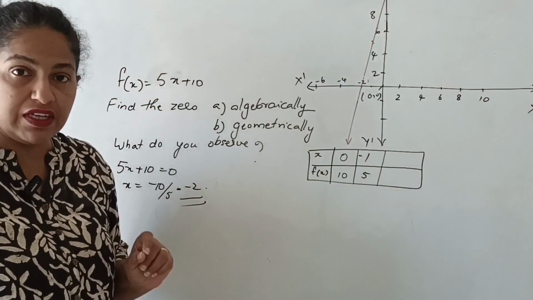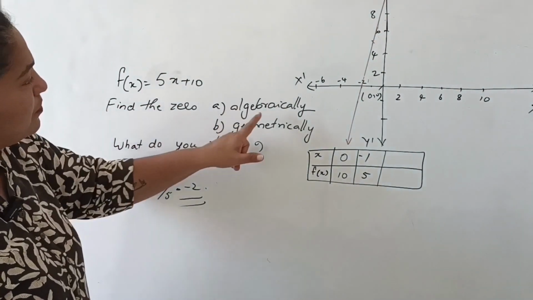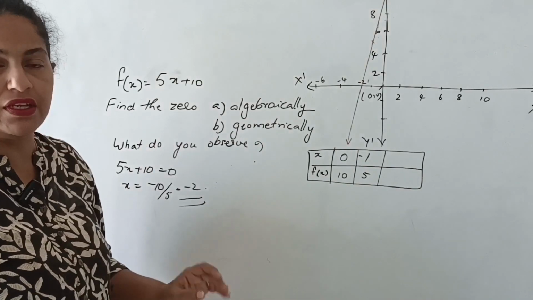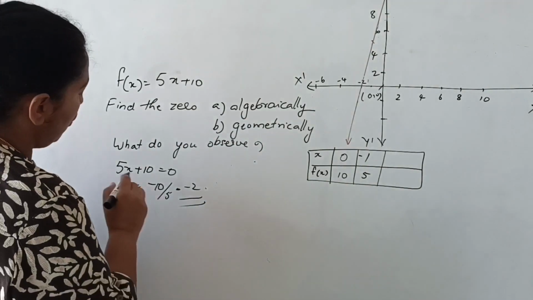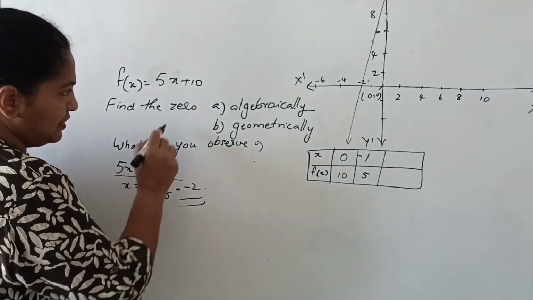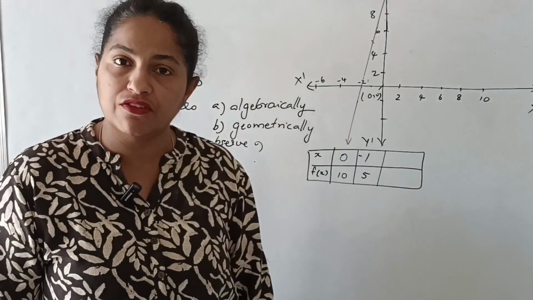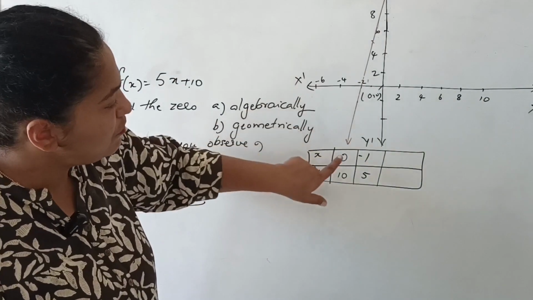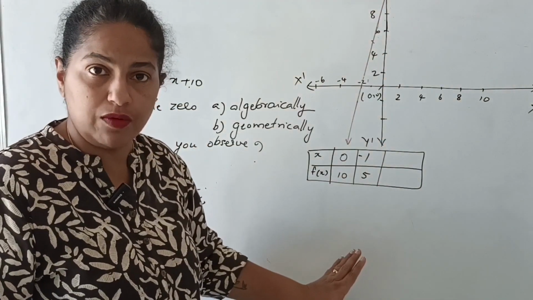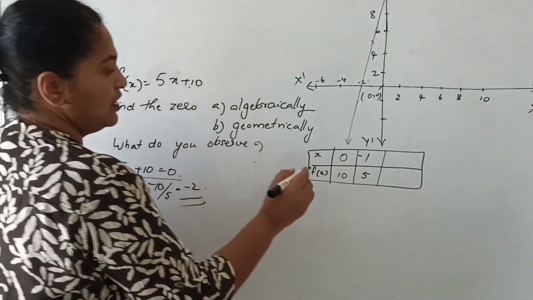f of x is equal to 5x plus 10. Find the zero algebraically and geometrically, and what do you observe? So, algebraically, in order to find it, we will equate the given polynomial to 0 and find the corresponding value of x as minus 2. After that, we plot the graph of this particular polynomial 5x plus 10.